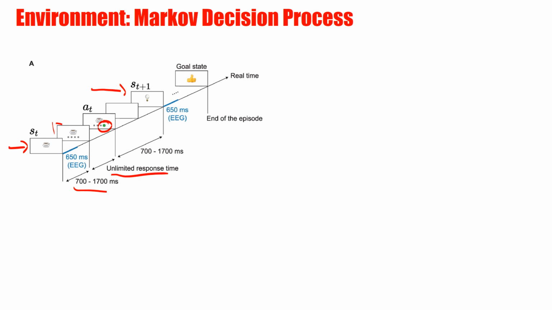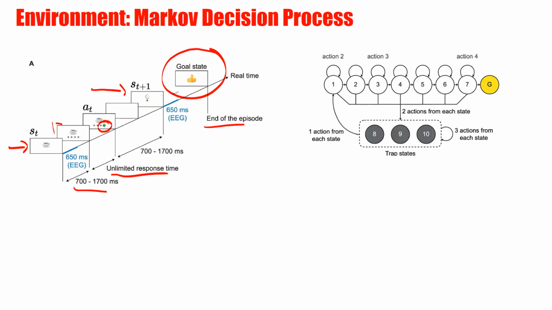After some time, there will again be action buttons that show up. The participant will choose an action and so forth until finally, after many steps, the participant arrives at the goal, and that's the end of the episode. Now, these transitions between states and actions are controlled by a transition graph that is unknown to the participant, but which I can show you.